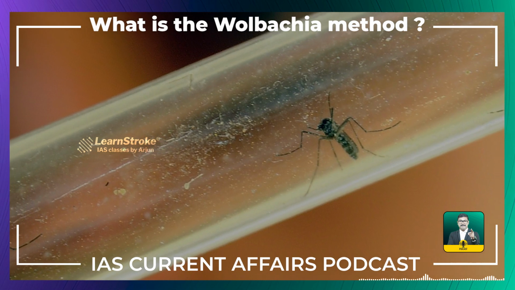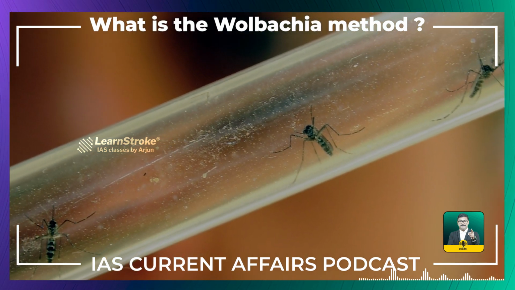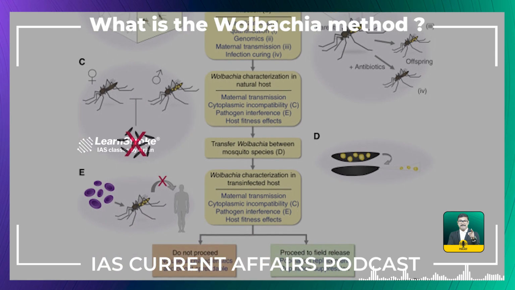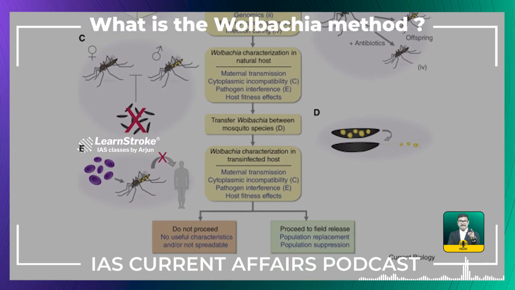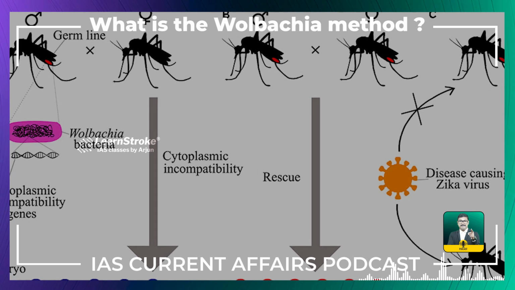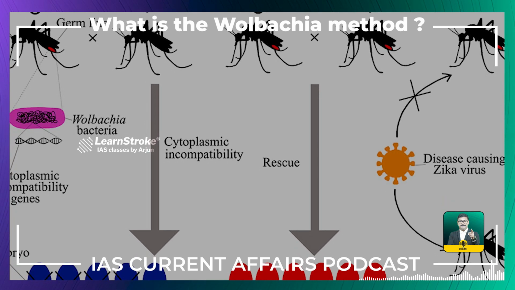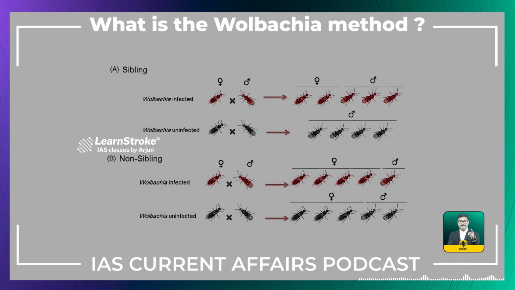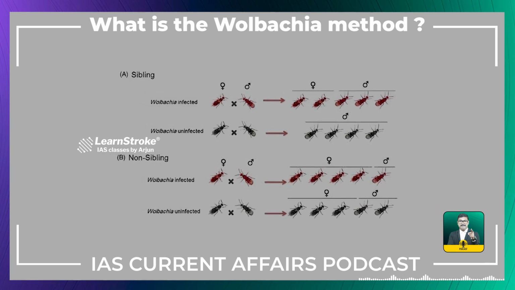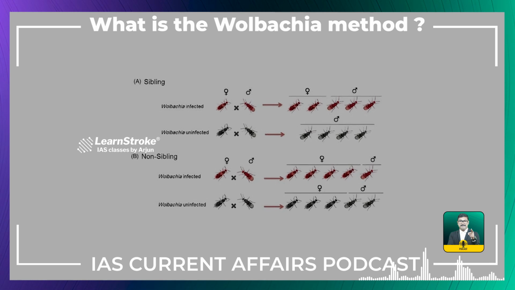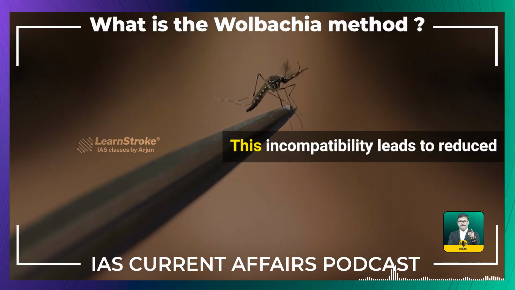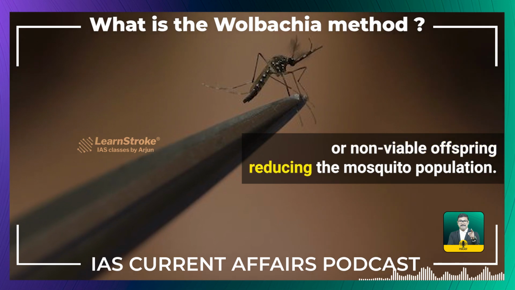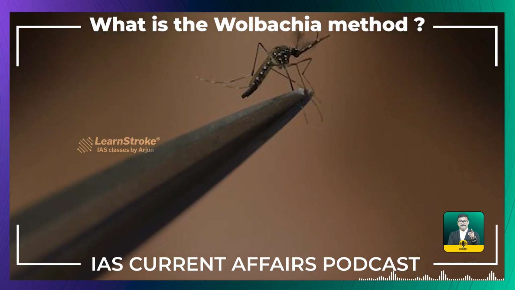Mosquitoes carrying Wolbachia are released into the target population. Wolbachia is maternally inherited, passing from infected females to their offspring. Wolbachia induces a phenomenon known as cytoplasmic incompatibility, which occurs when infected males mate with uninfected females or females with a different strain of Wolbachia. This incompatibility leads to reduced or non-viable offspring, reducing the mosquito population.